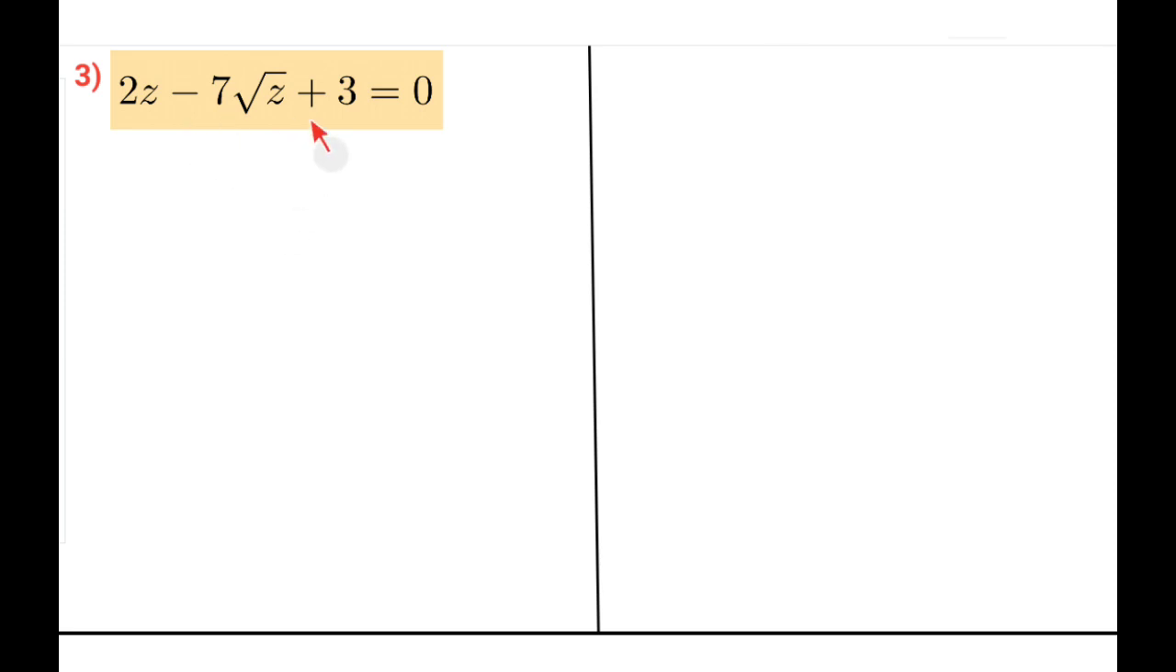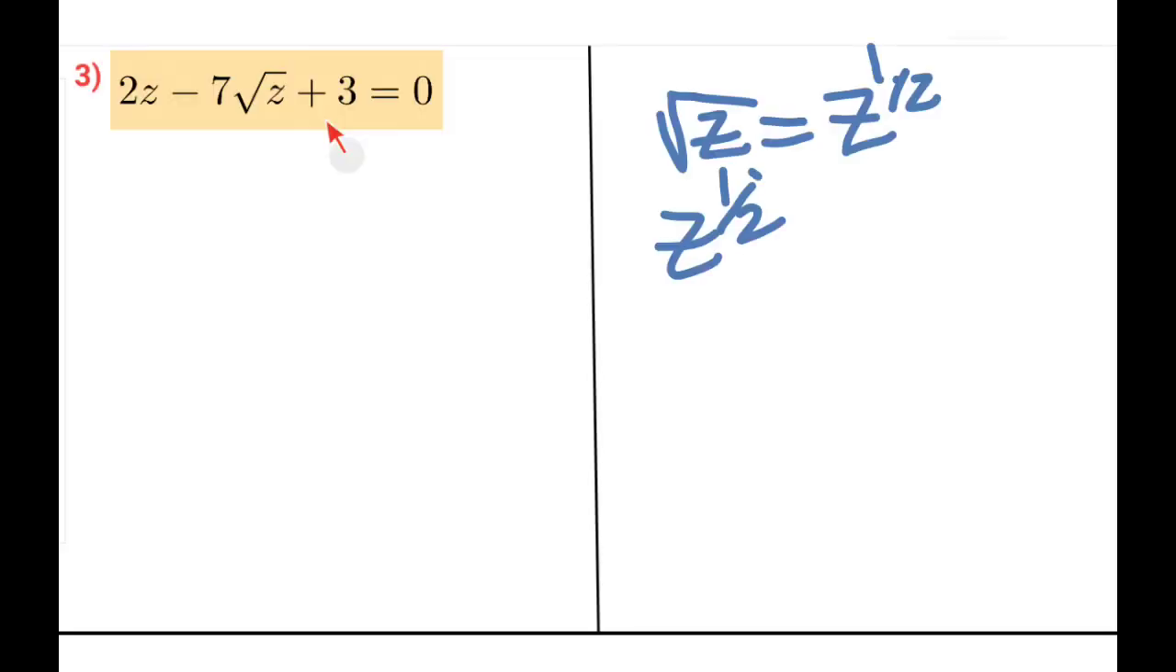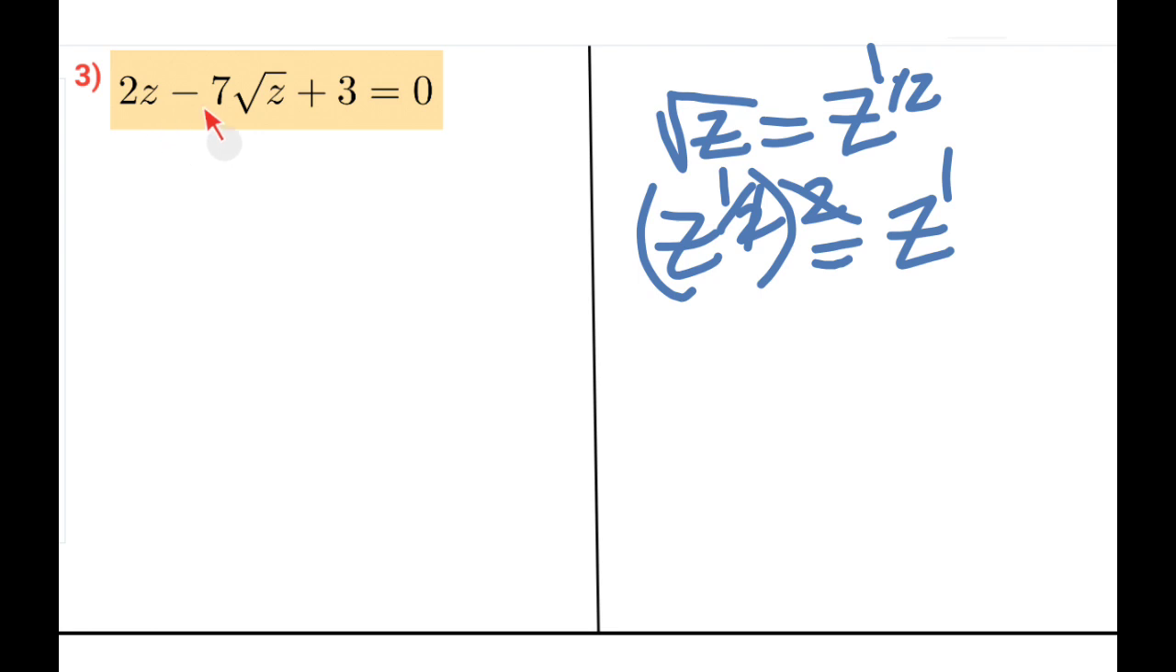Now the next one is very similar to a quadratic equation. In fact, it is a quadratic equation. Now the thing is, it's not so easy to see, but let me show you. The square root of z means z to the power of a half, right? Now if you square that, in other words, raise it to the power of 2, that becomes z. How? The 2's cancel out and you're left with z to the power of 1. Meaning that this z is simply the square of the square root of z. That's what that all means.